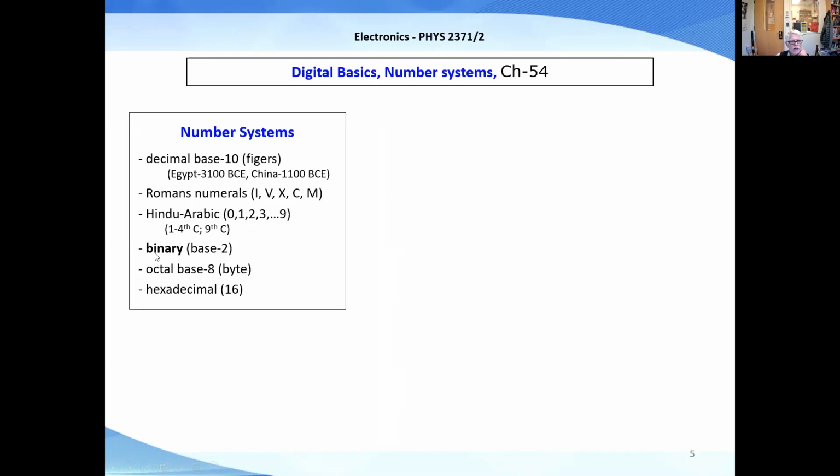Okay, but anyway, we come to binary, base 2. And that's really hard to deal with if you just have zeros and ones only. So you combine a number of binary digits into an octal number, 8 bits, which we call a byte. And then even a little farther than that, 2 bytes in a hexadecimal number. So that's another numbering system, but these are based on binary.